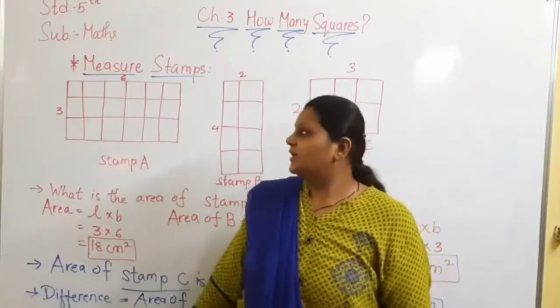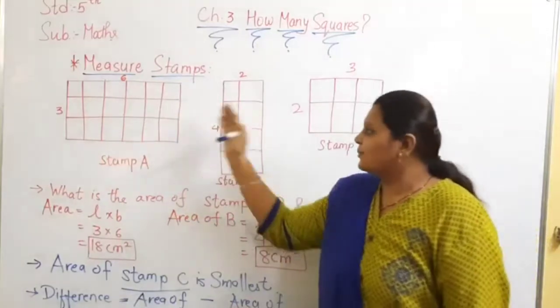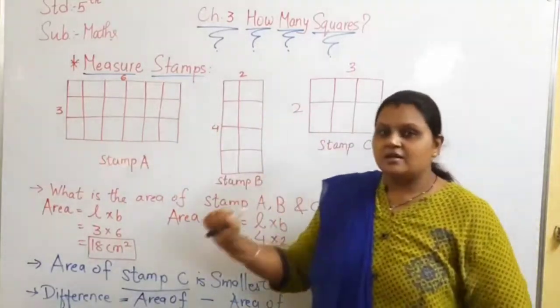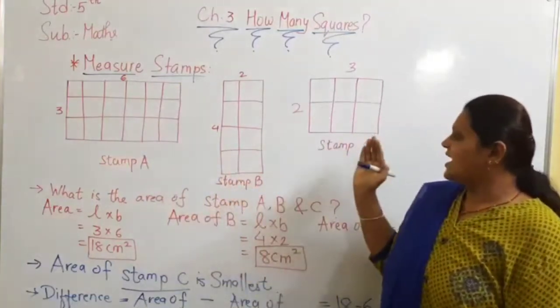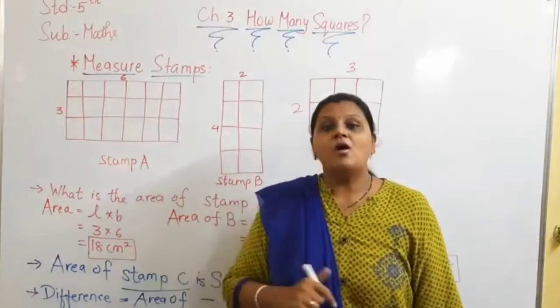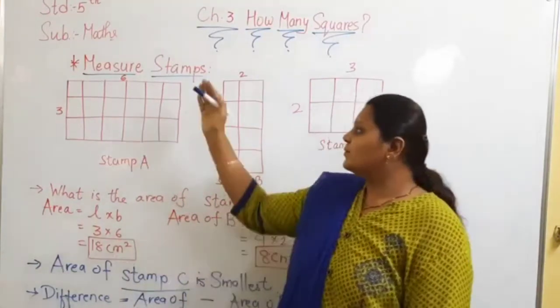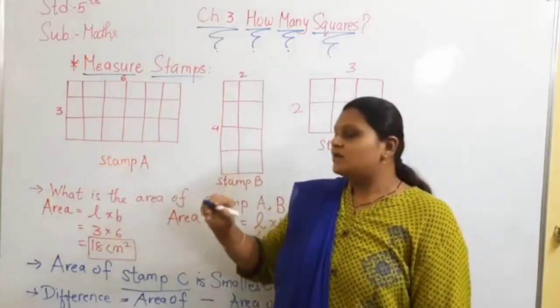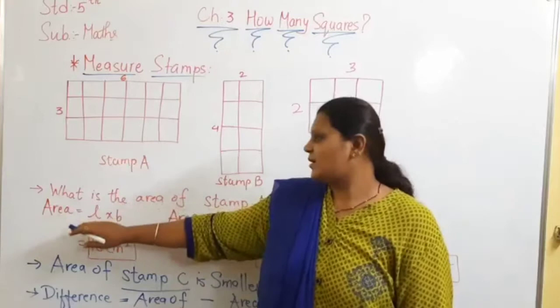Our next topic is measuring stems. Now suppose this is a picture of stems. Here I have taken 3 stems, stem A, stem B and stem C. I want to measure the area of the square. I told you area means the inner part of the square. So we will get it with this example.